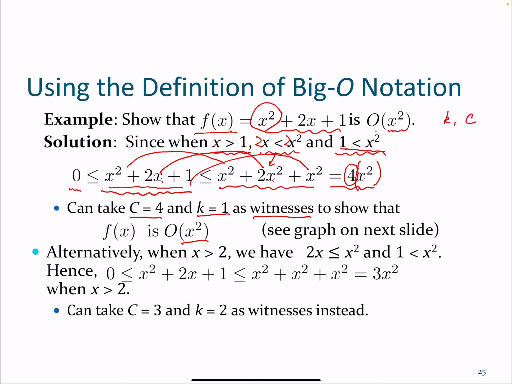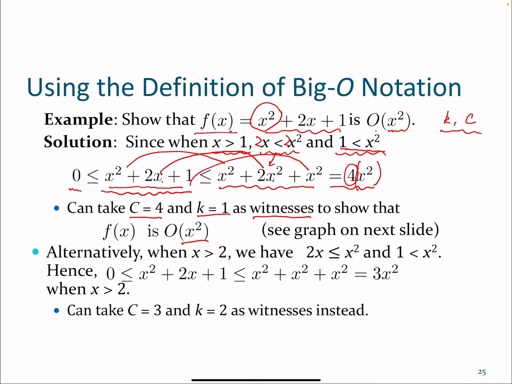And another interesting fact is that the c and k might not be unique. You can find some other pairs, multiple pairs, as long as you can prove the absolute value of f(x) is smaller or equal to the absolute value of g(x). That's by the definition. So let's try different c and k.